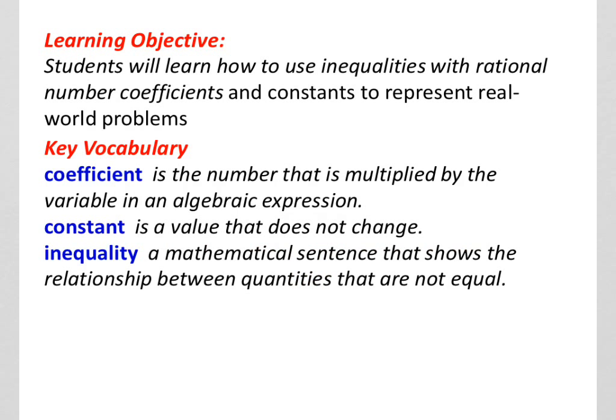Anyway, learning objective. Students will learn how to use inequalities with rational number coefficients and constants to represent real-world problems. By now, we should be comfortable with coefficient and know that it's a number that is multiplied by a variable, which means that number is a real number that's sitting in front of the variable in an expression. And a constant, of course, is that number that is not attached to a variable. And then again, a mathematical sentence that shows that a relationship between two quantities is not equal is called an inequality.